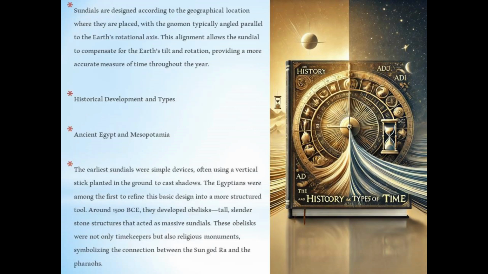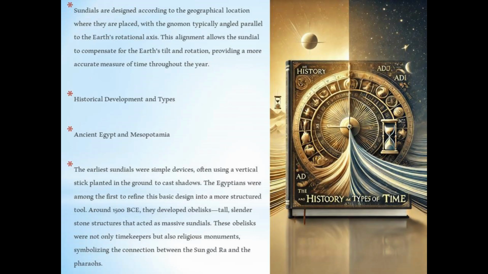Sundials are designed according to the geographical location where they are placed, with the gnomon typically angled parallel to the Earth's rotational axis. This alignment allows the sundial to compensate for the Earth's tilt and rotation, providing a more accurate measure of time throughout the year.